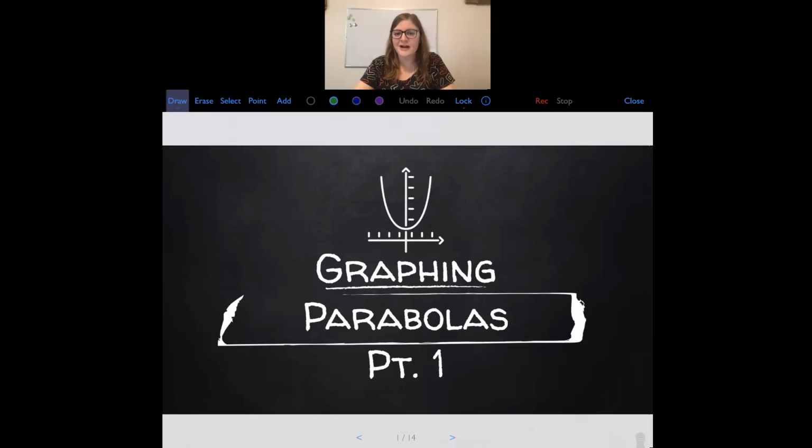Our next topic is graphing parabolas, and this is part 1. The little icon shown above the word graphing is what a parabola is. It's also known as a quadratic function. The graph of a quadratic function is called a parabola.